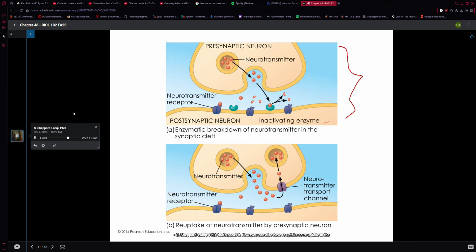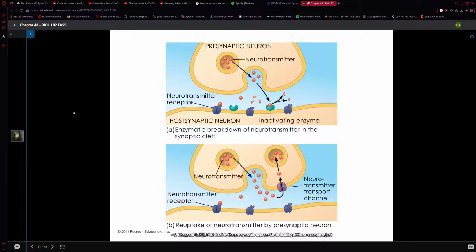Now, you can also have reuptake, so reuptake in the absence of enzymatic degradation. The synaptic knobs can reabsorb the neurotransmitters in the state that they are, and they can simply be stored as shown in the illustration, or you can degrade them once they are back in the presynaptic neuron. In looking at these examples, just think about how this can help to stop any downstream communication that you're trying to avoid having.